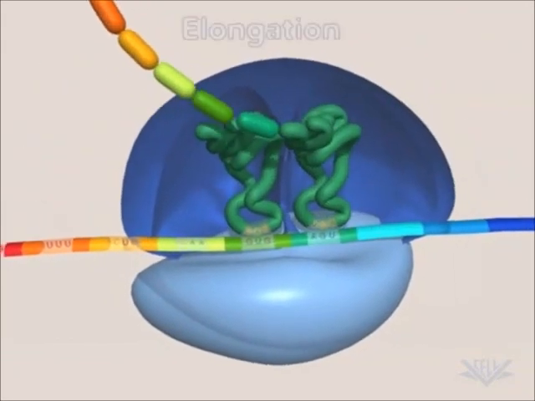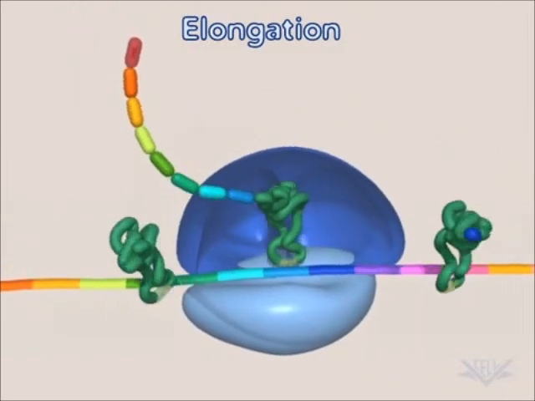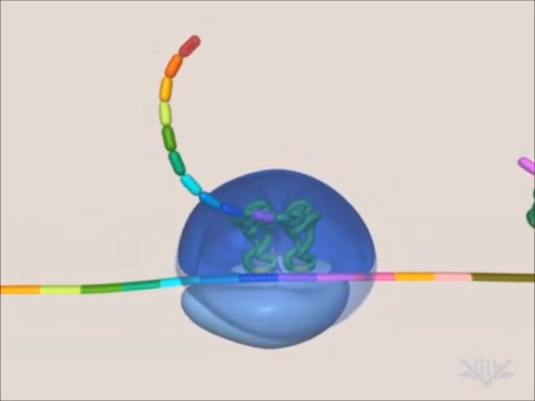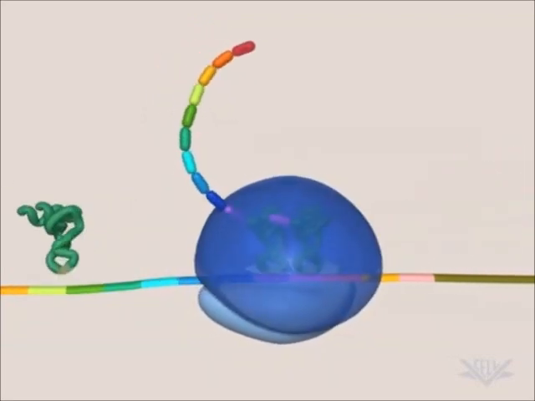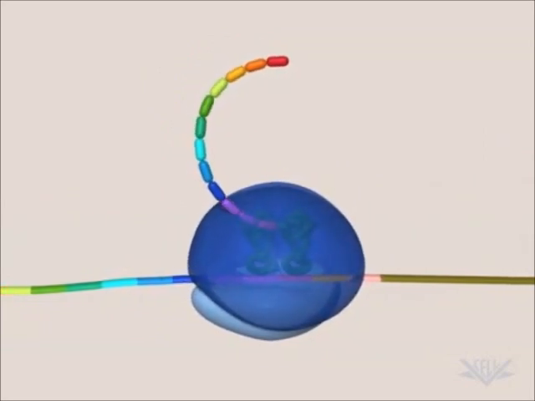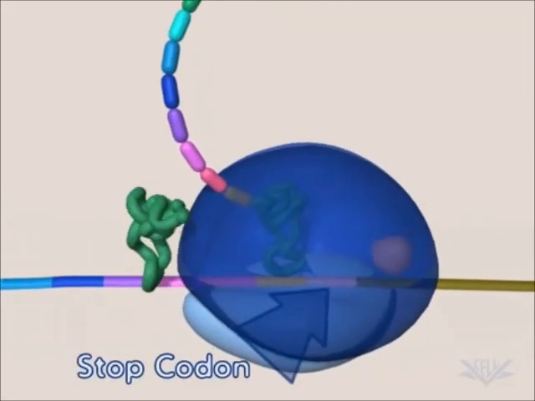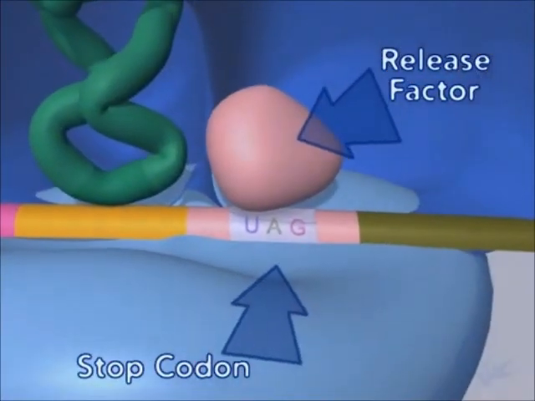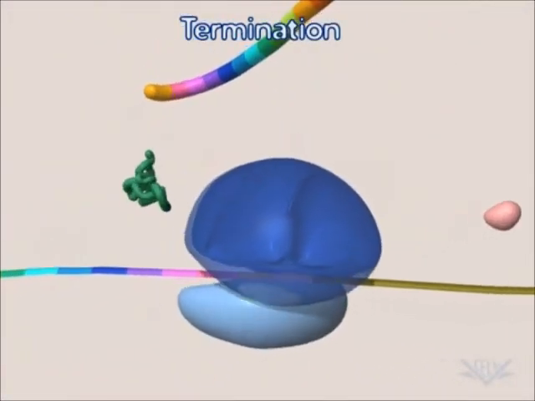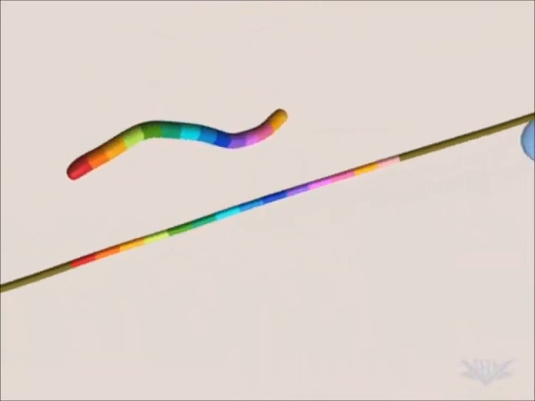These are the basic steps of elongation. As elongation continues, the growing peptide is continually transferred to the A site tRNA, the ribosome moves along the mRNA, and new tRNAs enter. When a stop codon is encountered in the A site, a release factor enters the A site and translation is terminated. When termination is reached, the ribosome dissociates and the newly formed protein is released.